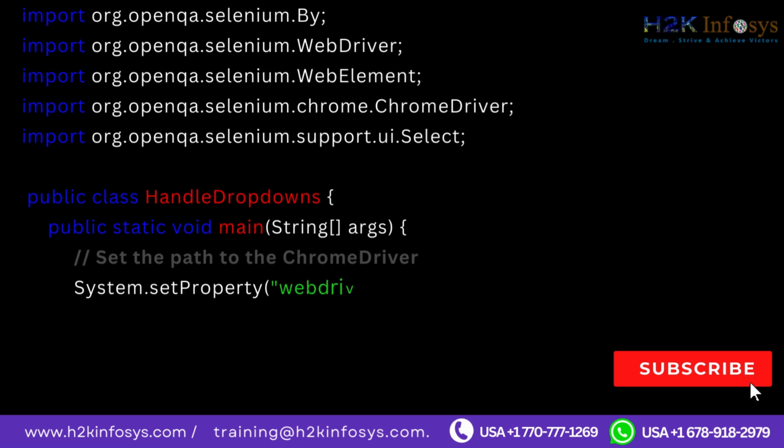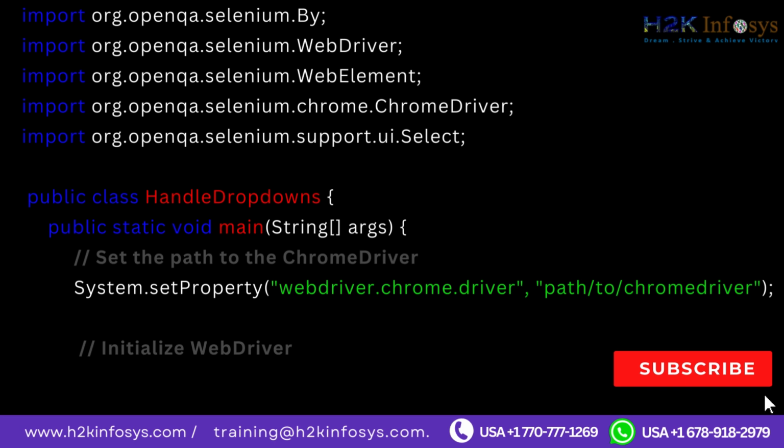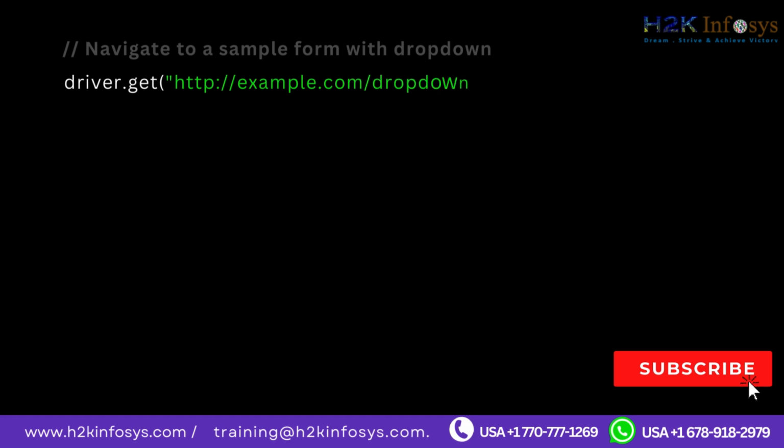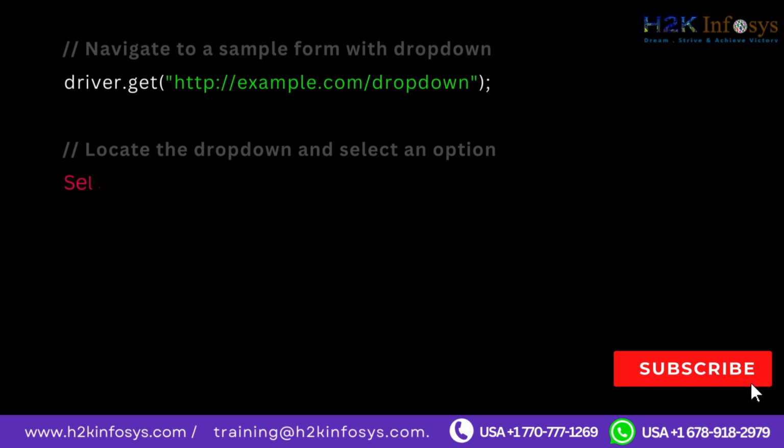Set the path to the Chrome driver. System.setProperty("webdriver.chrome.driver", "path to chromedriver"). Initialize WebDriver. WebDriver driver = new ChromeDriver(). Navigate to a sample form with a dropdown. driver.get("http://example.com/dropdown").